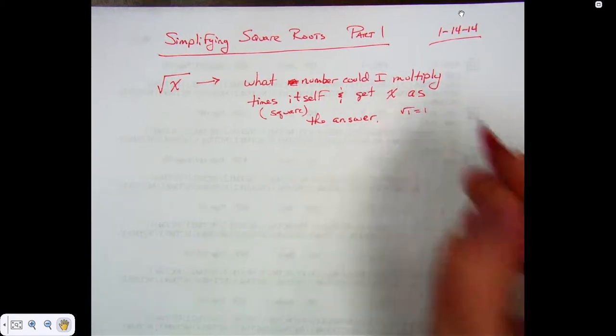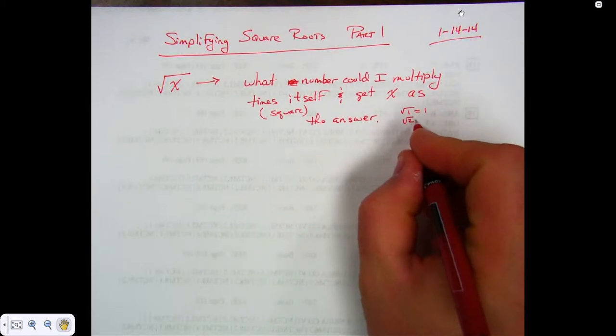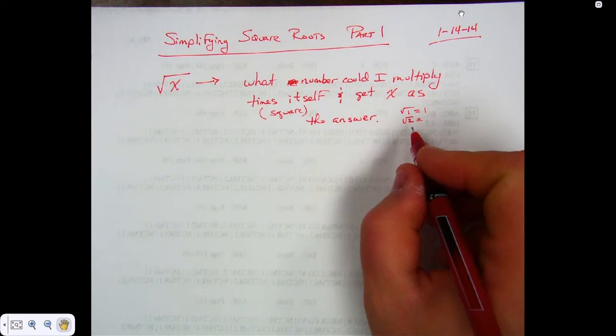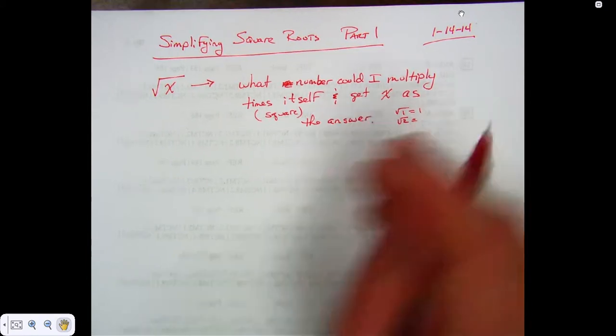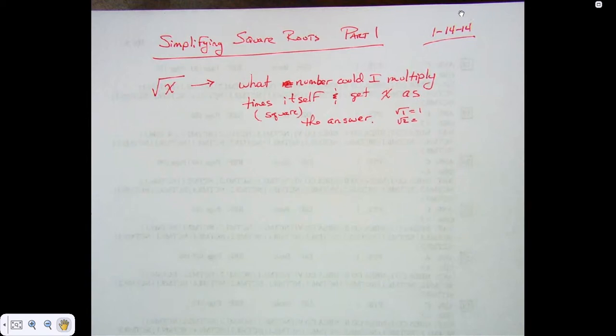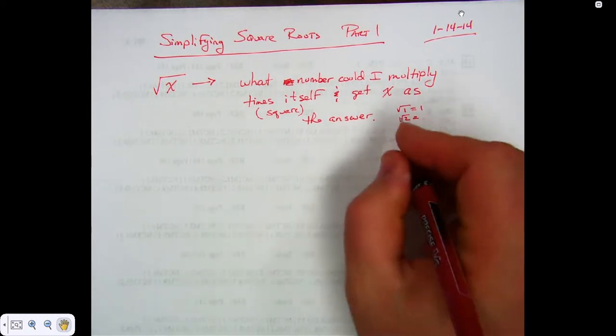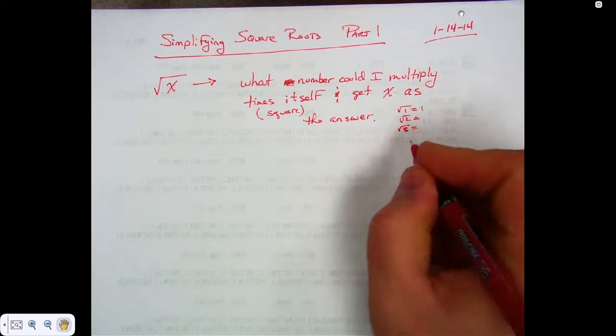How about square root of 2? Could you answer that question? Yeah. What number? Tell me, what number could you square and get 2 as an answer? Tell me exactly. It's a decimal. And guess what? You can't write it exactly as a decimal because it's non-repeating, non-terminating. It goes on forever. So really, even if you use a calculator, you can't exactly answer that question. Okay? Square root of 3, can't answer that one.